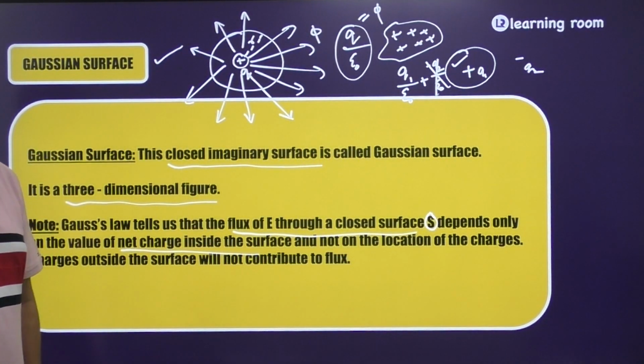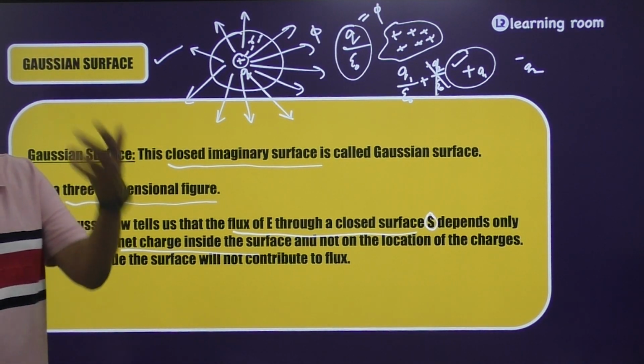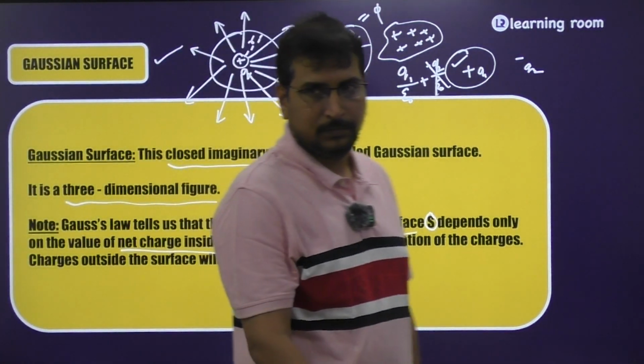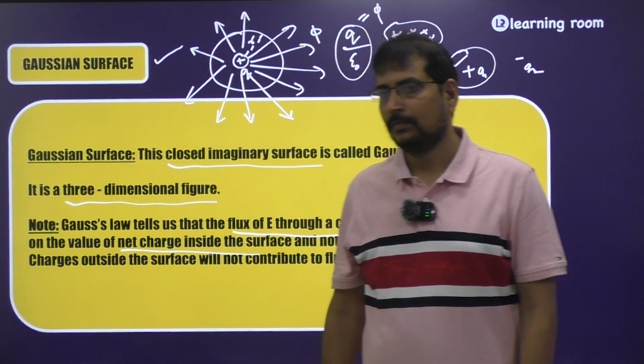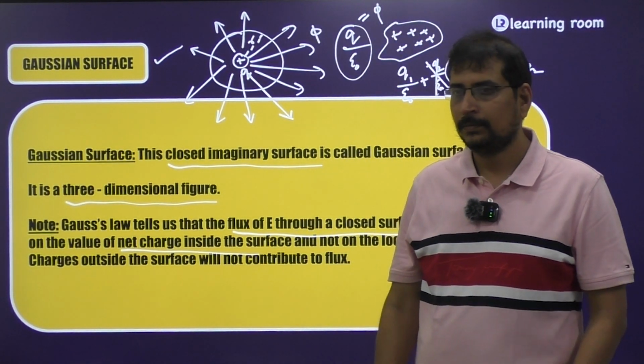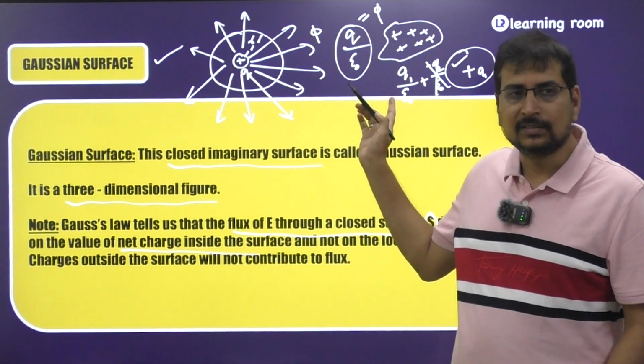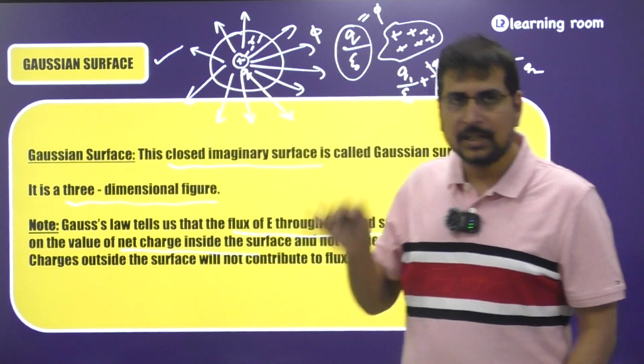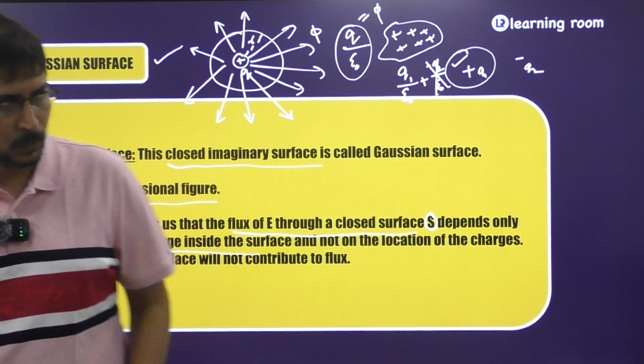What is the second point saying? It depends only on the charge present inside. Outside charge has nothing to contribute to the flux. Common mistakes. So what should be the answer? Q1 by epsilon naught should be the answer. Right? One last question.